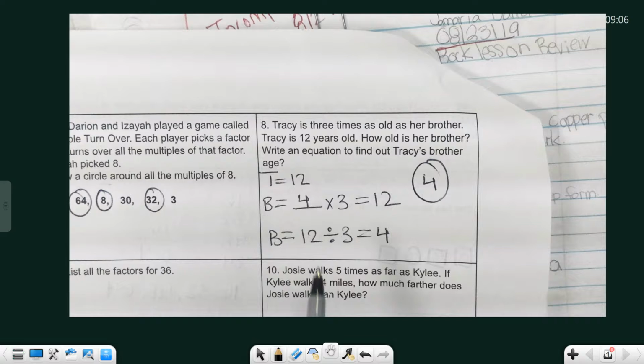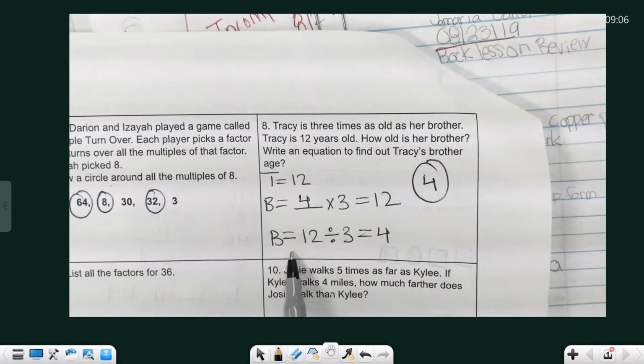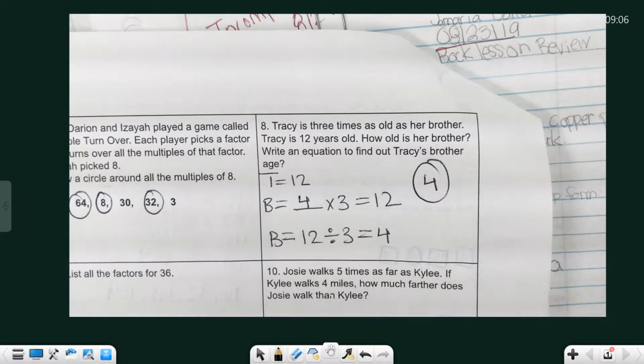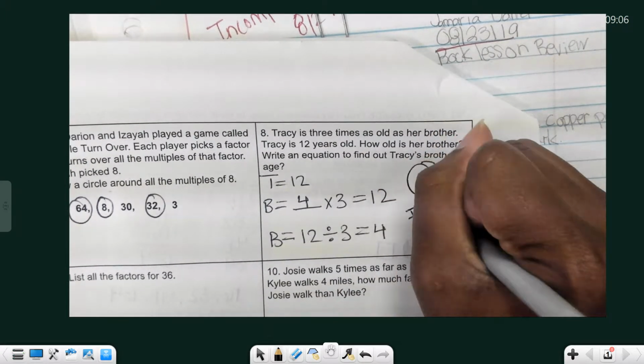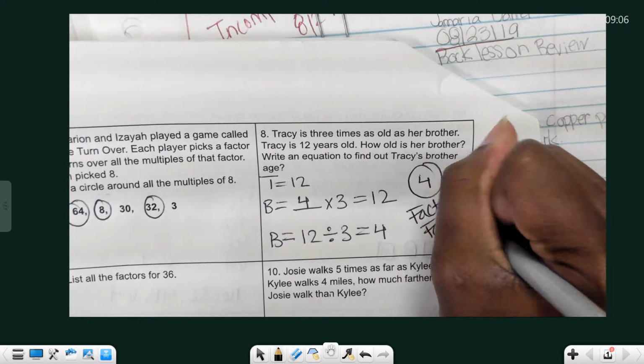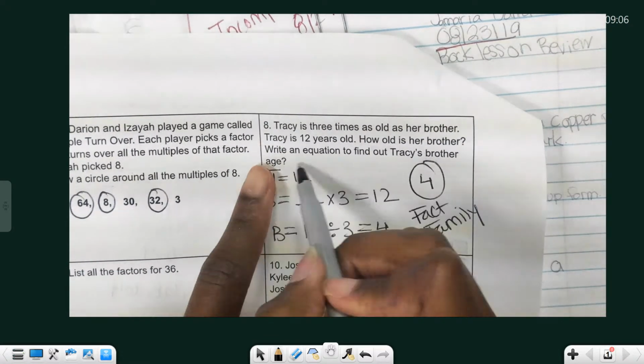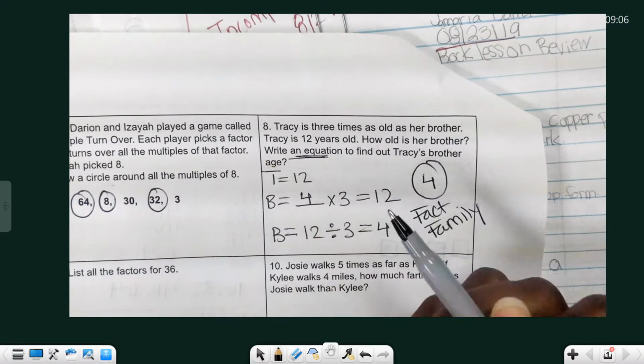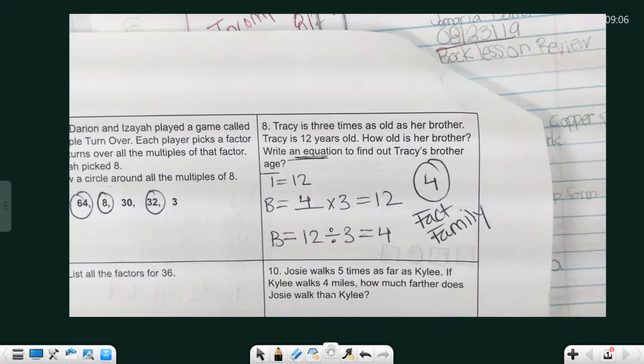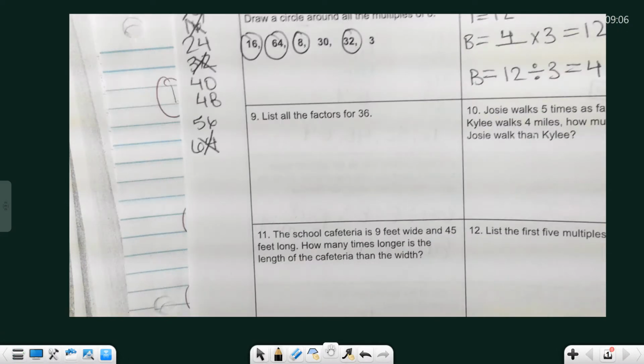And you had to write an equation, so you could have either written this one or you could have written this one. You could have done both because they are all considered a what? Fact family. And if you skip count, it will give you your answer, but you still had to write an equation. Okay? Let's look at number 9.